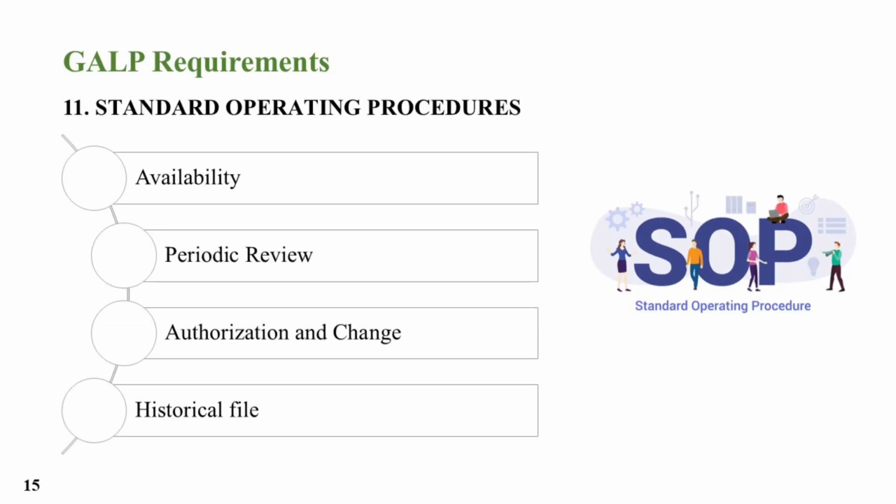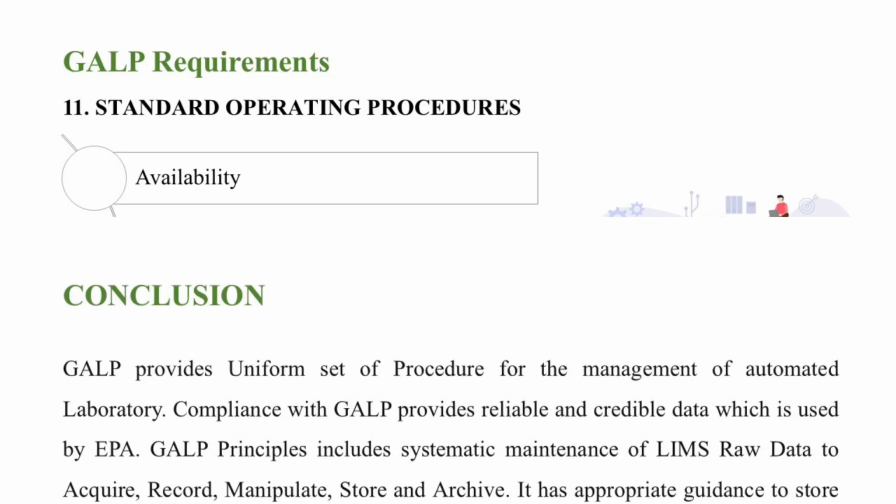SOPs are written instructions that explain how to perform tasks step by step. They help to maintain consistency, reduce errors, and ensure everyone follows the same process.